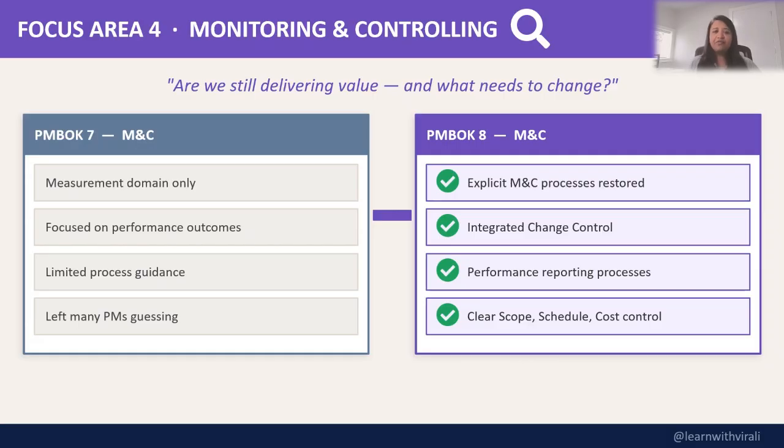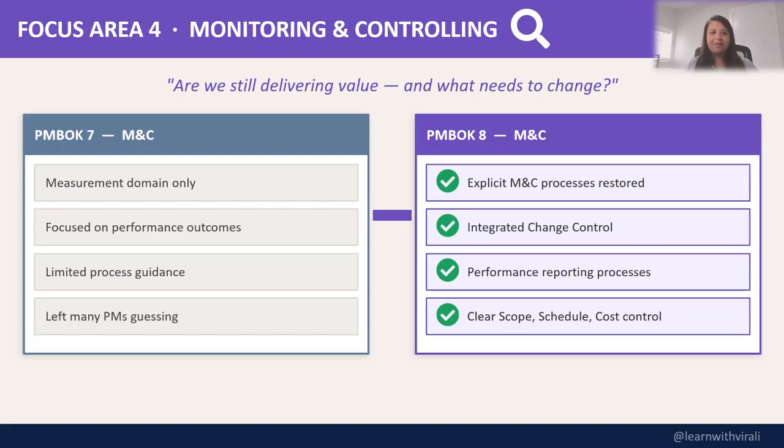So focus area 4 is monitoring and controlling. The one-liner that you can remember here, just to relate everything, is: are we still delivering the value, and what needs to change? Now, in PMBOK 7, the monitor and control process was handled in a different way entirely, wherein we had a measurement performance domain. So all the outcomes and performance indicators were in place to measure project performance, but very little information was given on how to handle deviations if they happened during the project, which left many project managers guessing on how to proceed next.